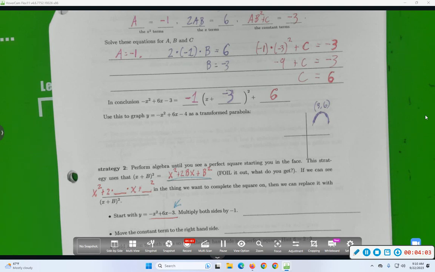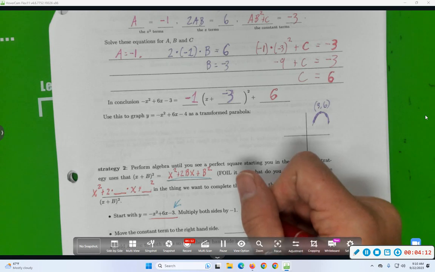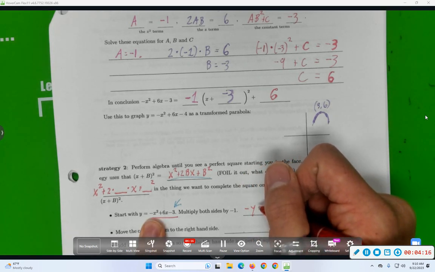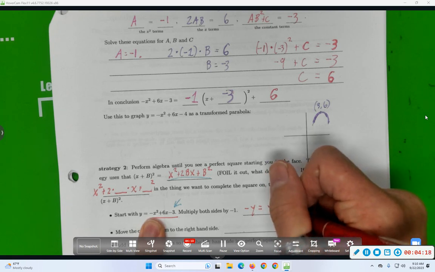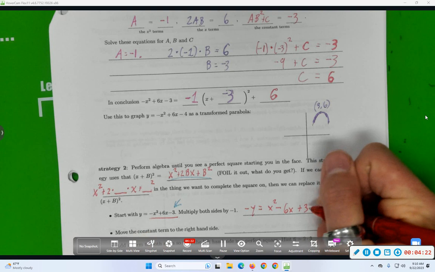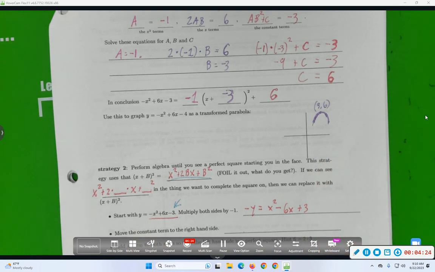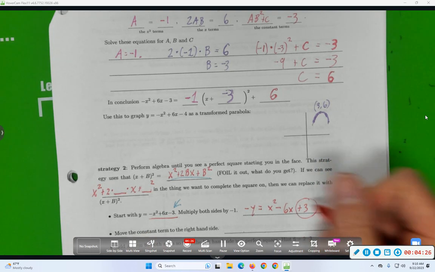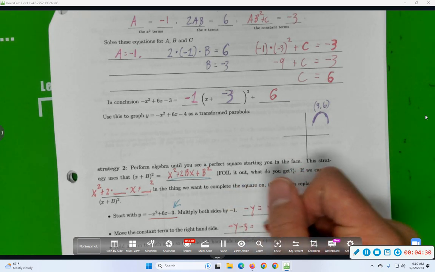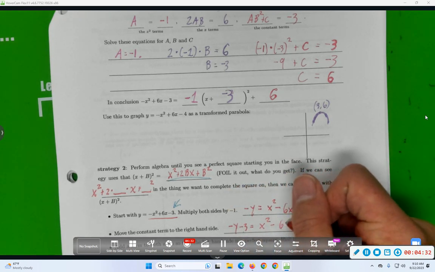Well, can I make both sides negative what they already have? Yeah, and that'd do the trick. Let's multiply both sides by negative 1. Negative y equals, so I need to multiply all of the right-hand side by negative 1. So x squared minus 6x plus 3. And just for convenience, I'll get rid of this 3 entirely. Move it over to the other side. Negative y minus 3 equals x squared minus 6x.